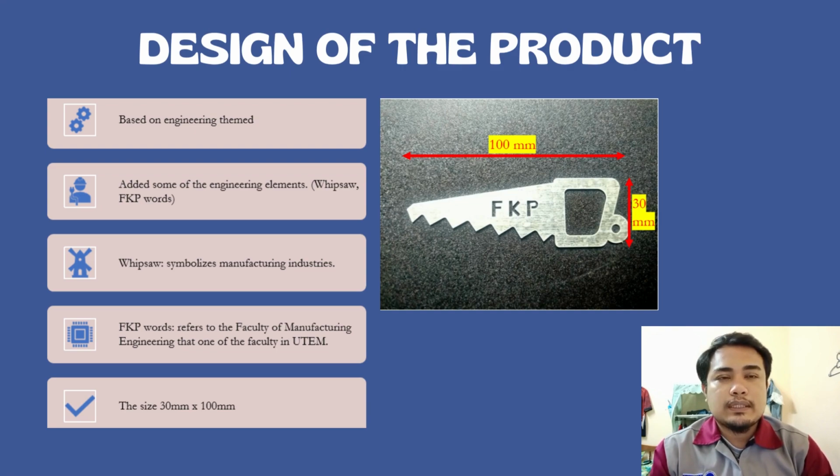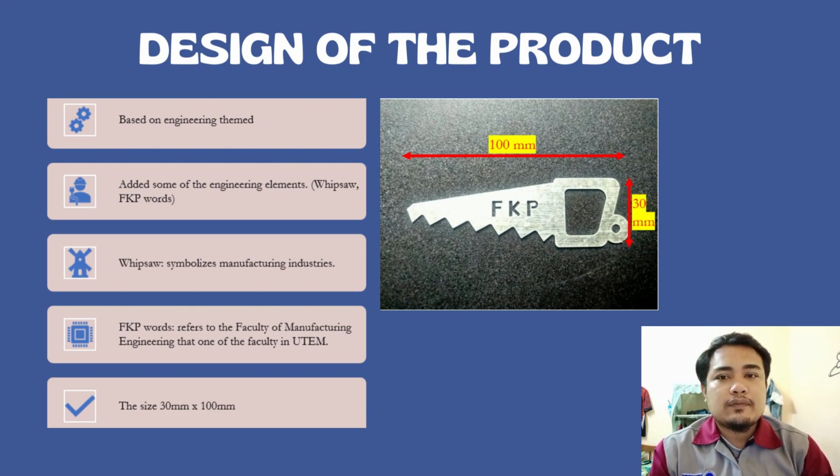I will continue the presentation with the design of our product. The design is a keychain design that is based on an engineering theme. We were encouraged to create a product that incorporates the FKP theme. So we added some engineering elements in our design, which are a whipsaw and the FKP words. Why did we choose the whipsaw? We chose a whipsaw design because it symbolizes manufacturing industries. Also, the FKP word refers to the Faculty of Manufacturing Engineering, one of the faculties in UTEM.